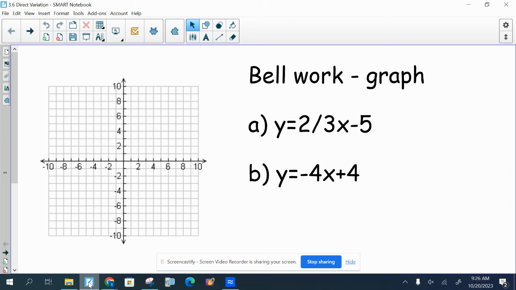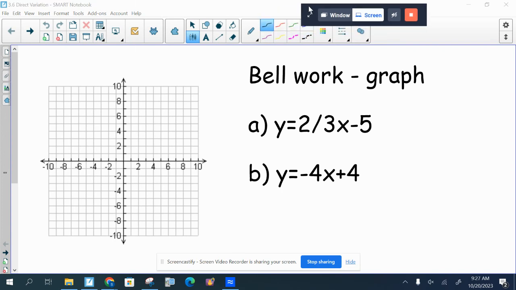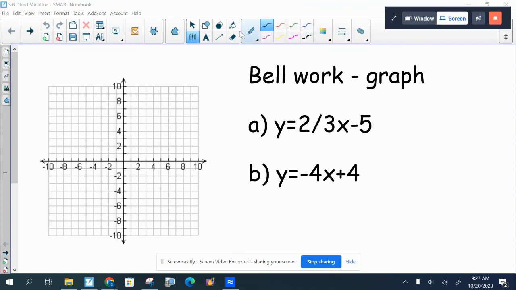So let's go over the bell work. This is a review from what you learned on Monday when I wasn't here: graphing lines in slope-intercept form. Once it's in slope-intercept form, what is the first step to graphing? What's the first thing you need to do? Maybe you can write these steps down.